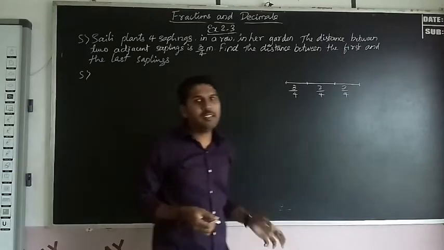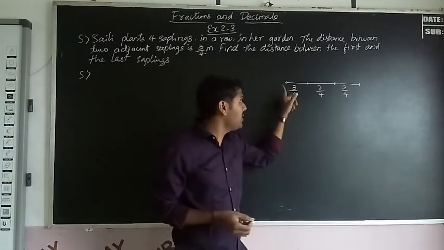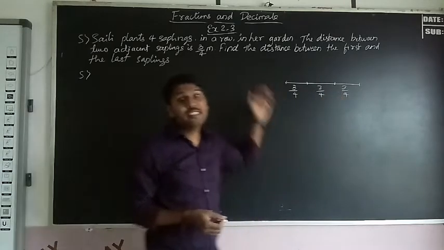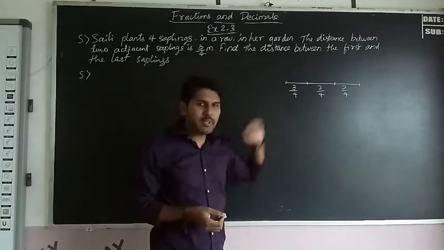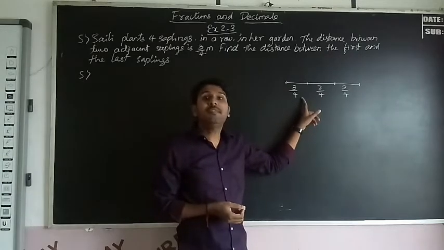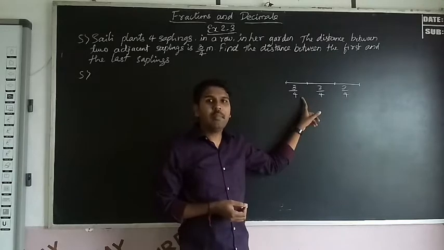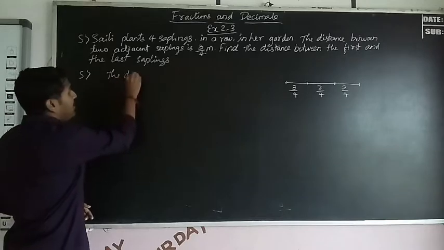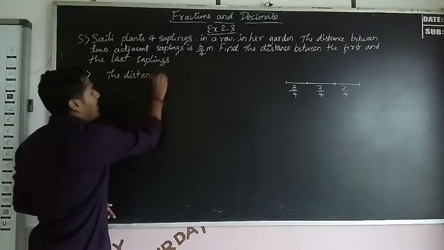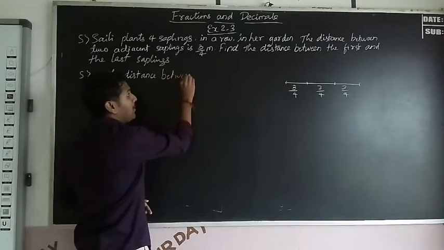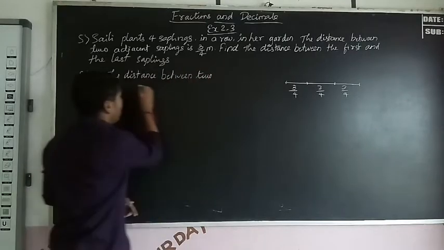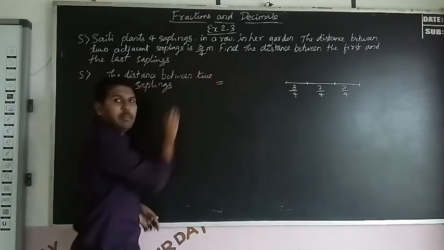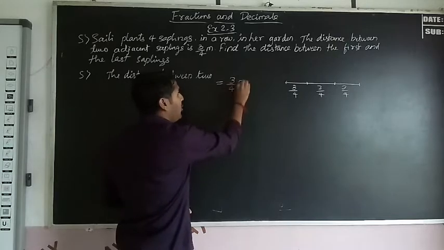So how to find out this one? You can add it. Okay, why? Because from here to here it is 3 by 4 plus 3 by 4 plus 3 by 4. But this is a multiplication of fractions. So how to write this one? Tell me. 3 of 3 by 4. No? 3 of 3 by 4. So first, distance between two saplings equals, what is given here, 3 by 4 meter.